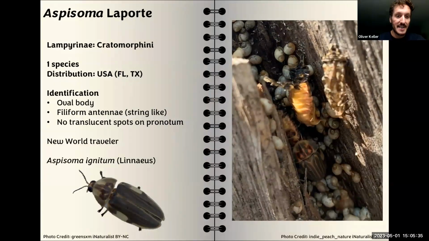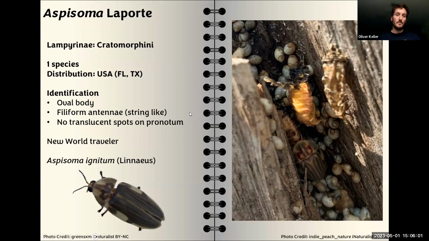It has filiform antennae, the string-like antennae, and it has no translucent spots on the head shield or on the pronotum. And then you can see on the right, this is the adult and some immatures, and you can see some of the food sources they have, some of these snails.